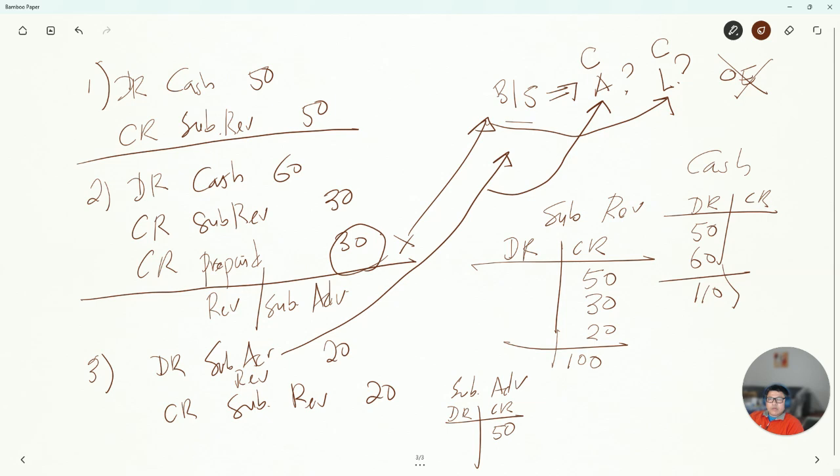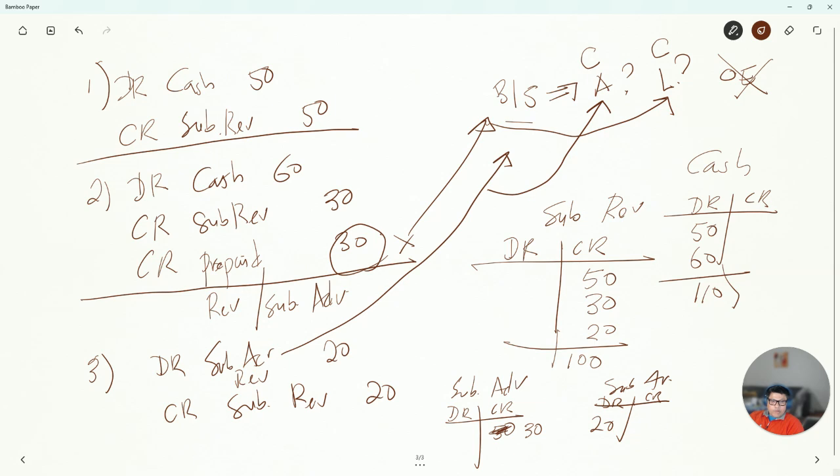No, subscriptions prepaid is the second one. It's not 50, it's the second one, the 30. And subscription in arrears, we call it subscription on the accrual side. So debit, credit, the last one is a debit side.